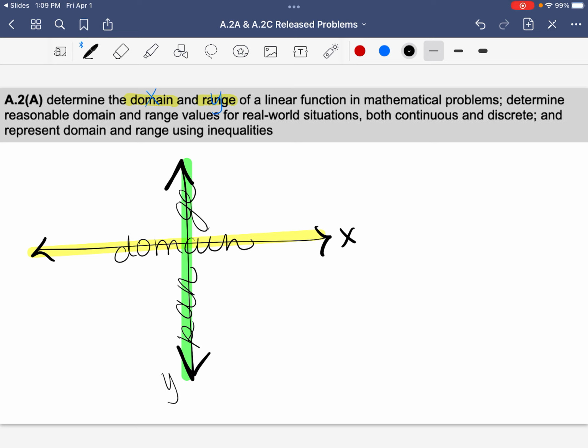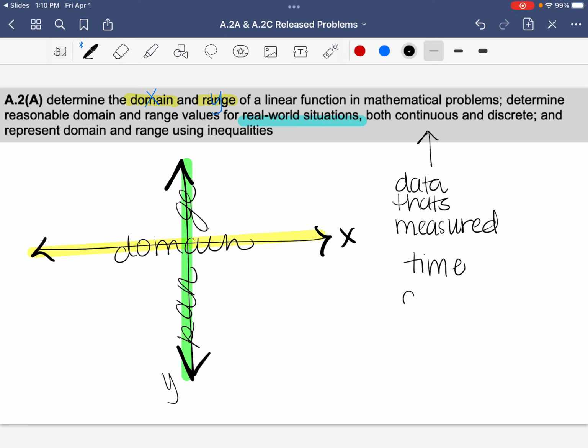And when we find domain and range, we're going to determine it for real-world situations. So that's going to be our story problems, our word problems. It says both continuous and discrete. Continuous are things that we measure, so data that's measured. That's going to be things like time, distance, speed. And then discrete are things that we count.